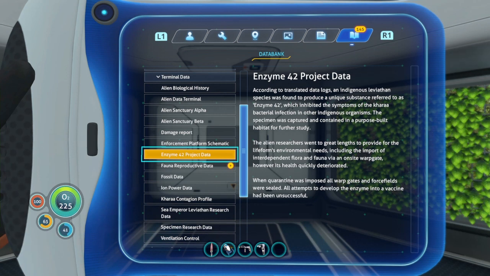This data you get from the terminal in the primary containment facility, which I am correct. You do actually get that from the primary containment facility, so have fun with that one.